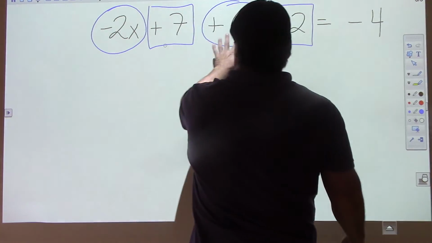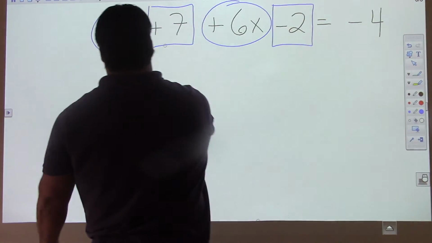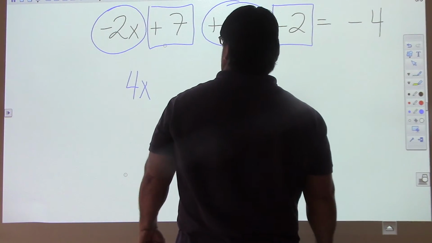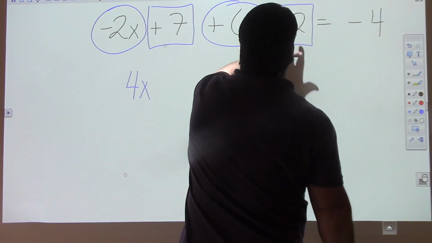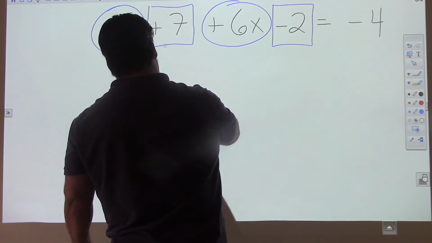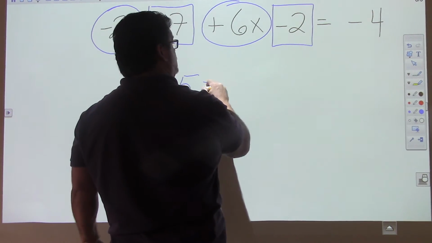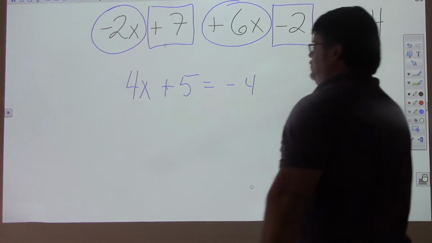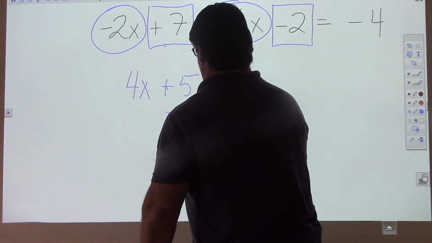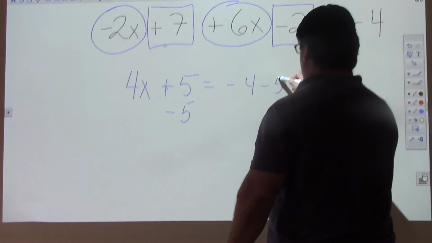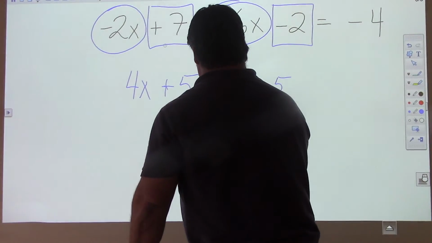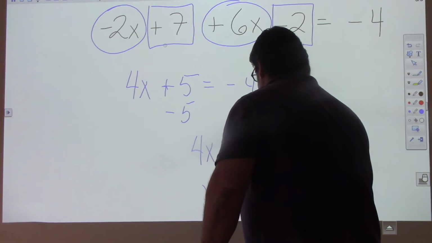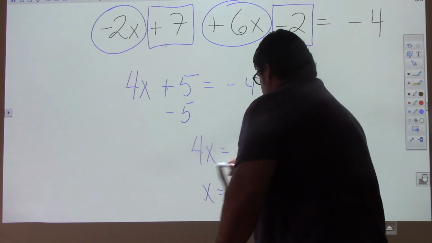You owe $2, you have $6. 84. You have $4. 7 minus 2. How do you get rid of a positive 5? Subtract 4 from... How about subtract 5? 4x is equal to negative 9. X is equal to negative 9/4.